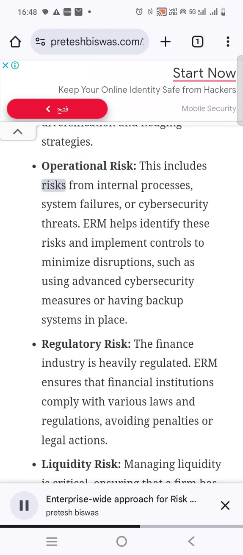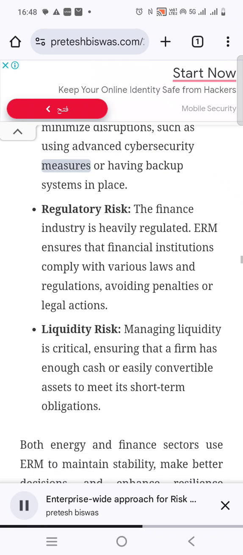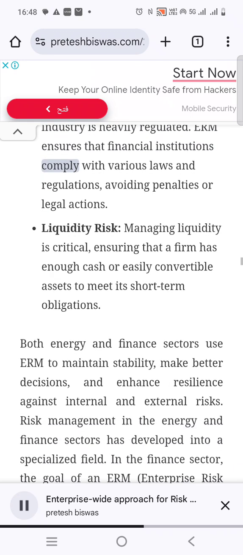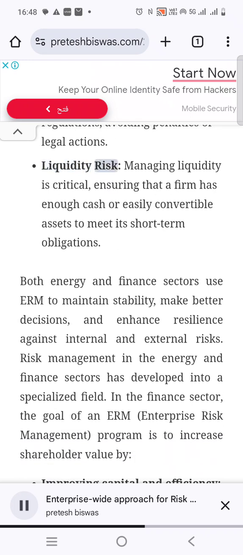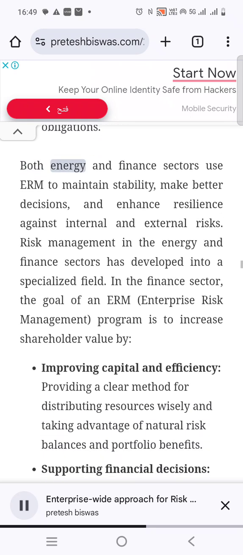Operational risk. This includes risks from internal processes, system failures, or cybersecurity threats. Risk management helps identify these risks and implement controls to minimize disruptions, such as using advanced cybersecurity measures or having backup systems in place. Regulatory risk. The finance industry is heavily regulated. Risk management ensures that financial institutions comply with various laws and regulations, avoiding penalties or legal actions. Liquidity risk. Managing liquidity is critical, ensuring that a firm has enough cash or easily convertible assets to meet its short-term obligations. Both energy and finance sectors use risk management to maintain stability, make better decisions, and enhance resilience against internal and external risks.